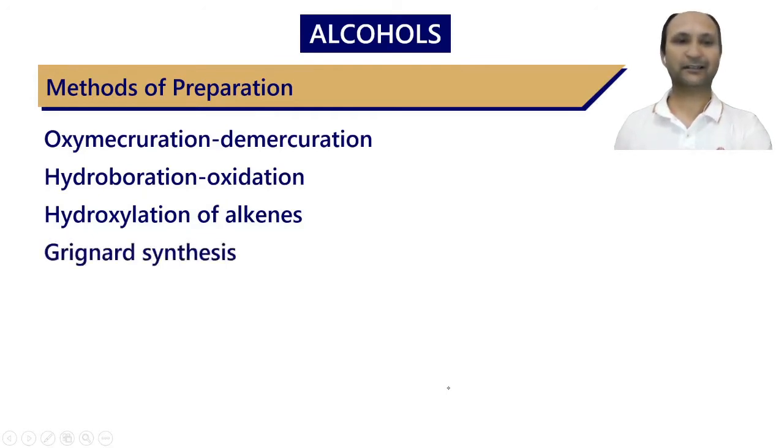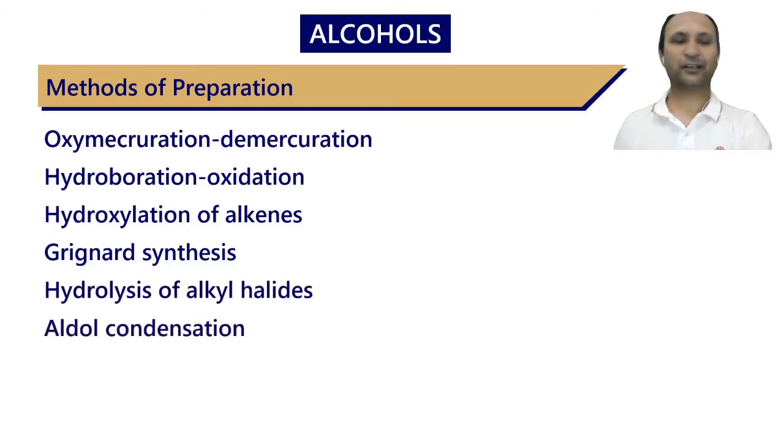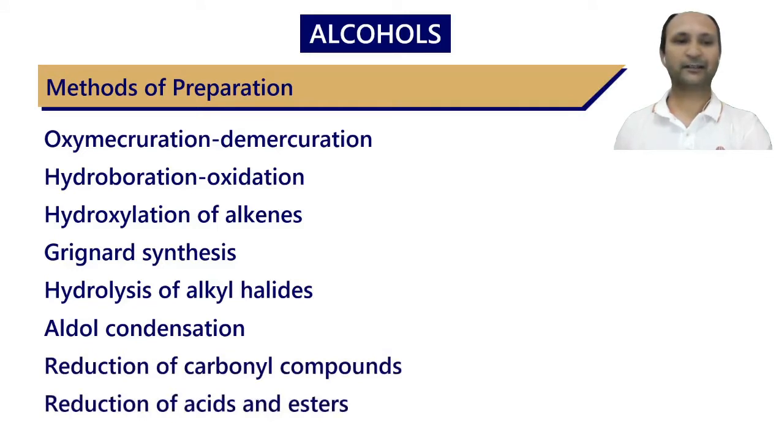is Grignard synthesis, the fifth is hydrolysis of alkyl halides, the sixth is aldol condensation, seventh is reduction of carbonyl compounds, and the eighth is reduction of acids and esters. So among these, the first three reactions, that is oxymercuration demercuration, hydroboration oxidation, and hydroxylation of alkenes, these can be utilized to form alcohols from alkenes.